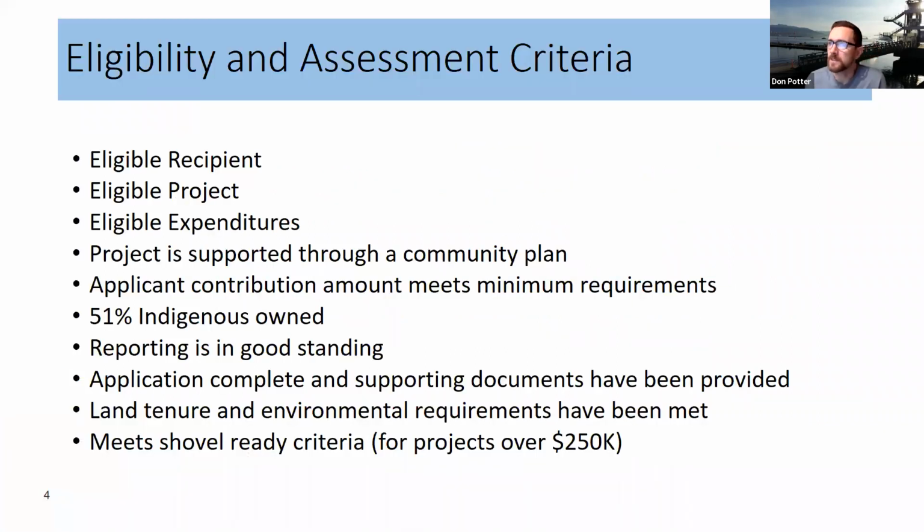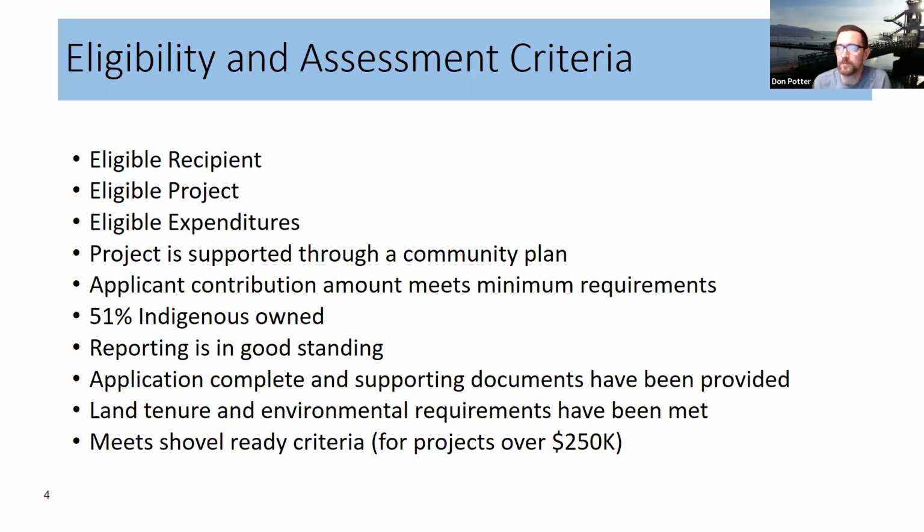So here's the eligibility and assessment criteria. Here's just a list of those things that make you eligible and the things that we'll be assessing when we look at a CORP project. One, is this an eligible recipient, a First Nation community? Eligible project: there are some things that make something ineligible and eligible, but pretty well, it is a project that is supported by the community that will have economic benefits. Eligible expenditures within the application.